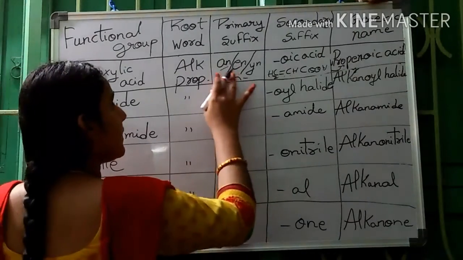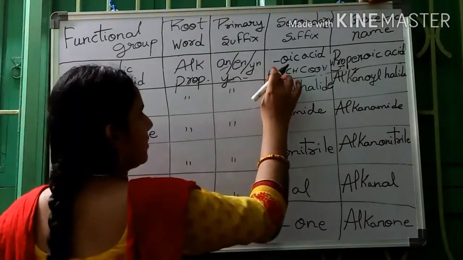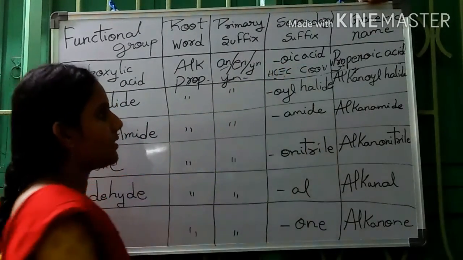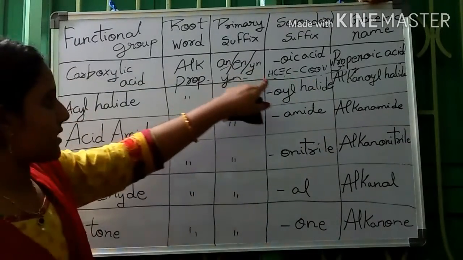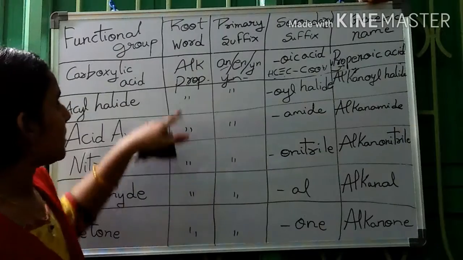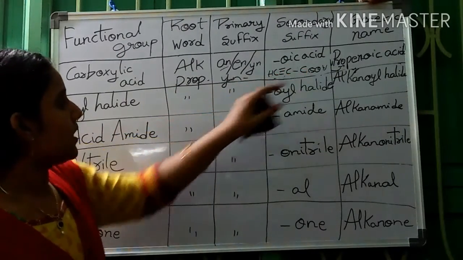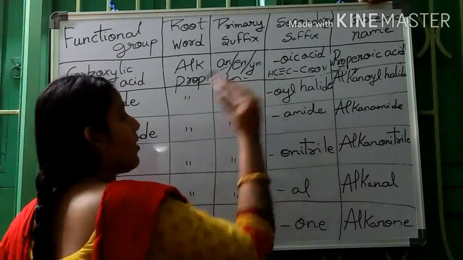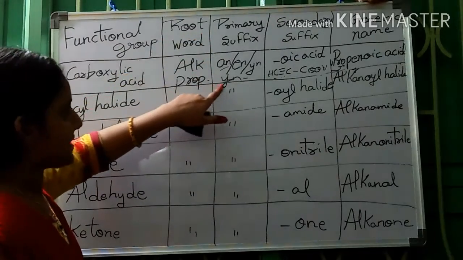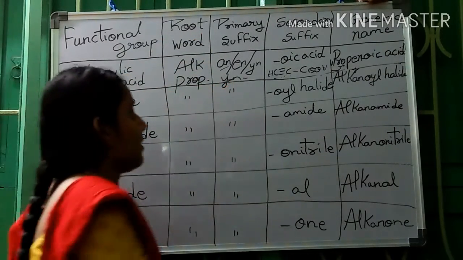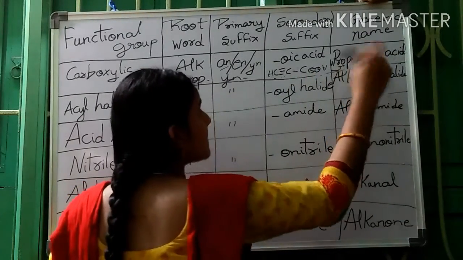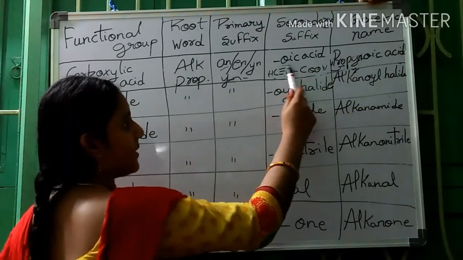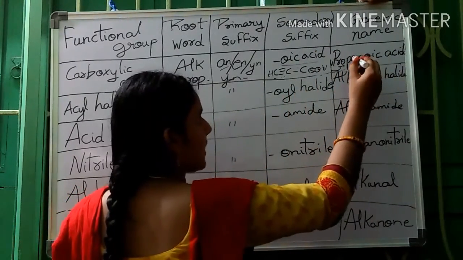Similarly for alkyne, let us check. This would be its formula. Number of carbons present: 1, 2, 3. 3 carbons are present. So the root word would be prop. And a triple bond is present. So the primary suffix is yne, Y-N-E. And it has a carboxylic acid functional group. So the secondary suffix would be oic acid. Propynoic acid.